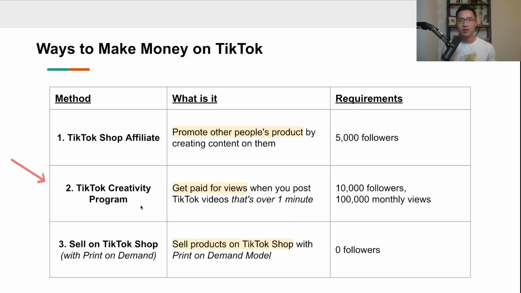The second method is the TikTok Creativity program. That's when you can get paid for views when you post TikTok videos that's over 1 minute long. And the requirement for that is that you need 10,000 followers and also 100,000 monthly views in the past 30 days in order to qualify. And the third method, which is the one that we're going to talk about in this video, is to sell on TikTok Shop with the print on demand business model. And this method is the most beginner friendly because it doesn't have any followers requirement.